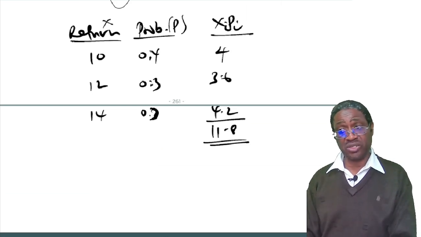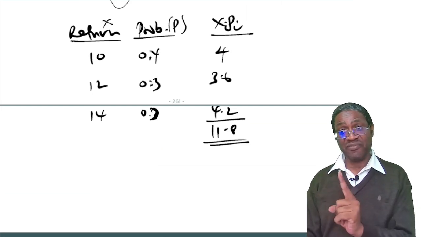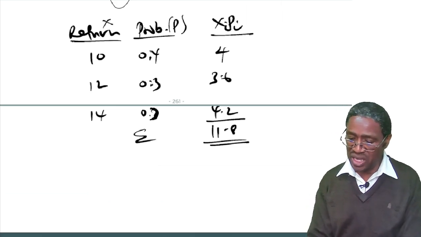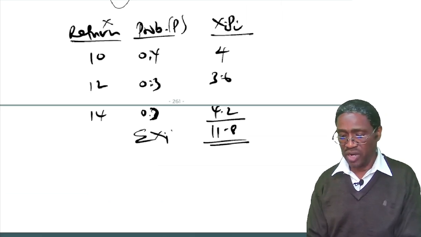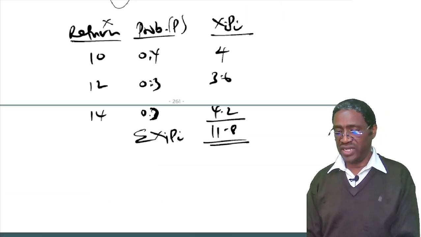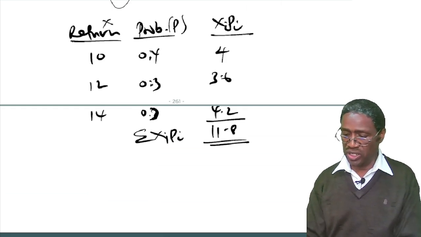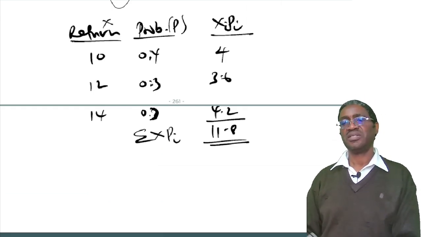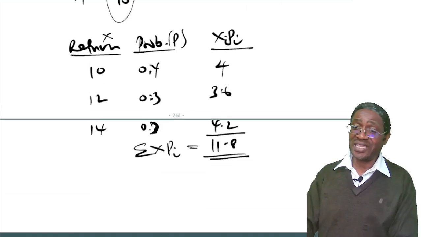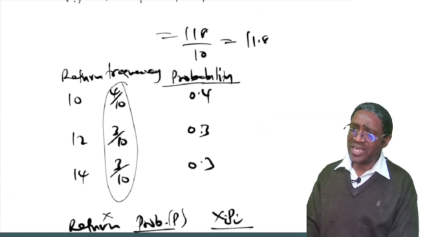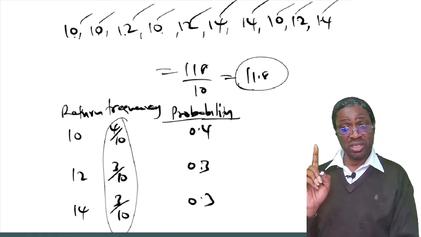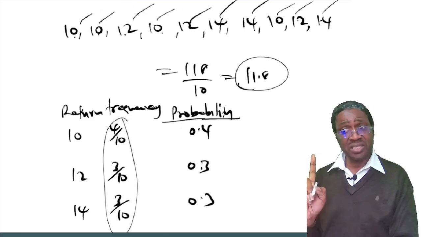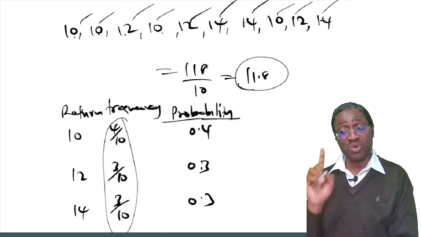Good. Listen to this now. I hope you are watching. I've got the mean, which is the sum of X times Pi. When I take the sum of X times Pi, which is this 11, I get the same mean I got when I was using the raw data. Are you watching? I get the same mean I got when I was using the same raw data.